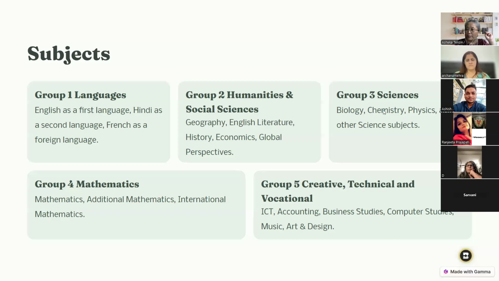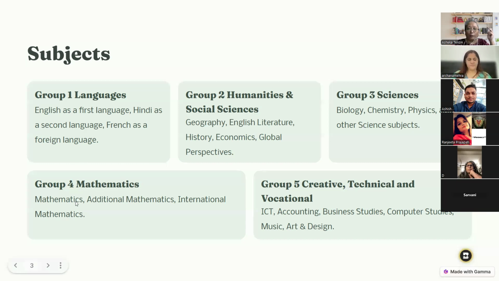Now, when you do physics, chemistry, and biology, you get 1 credit point for each of the subjects. But when you do coordinated science, you get 2 credit points. You study all the 3 subjects, but you get only 2 credit points because the examination is different. The subject code is different.